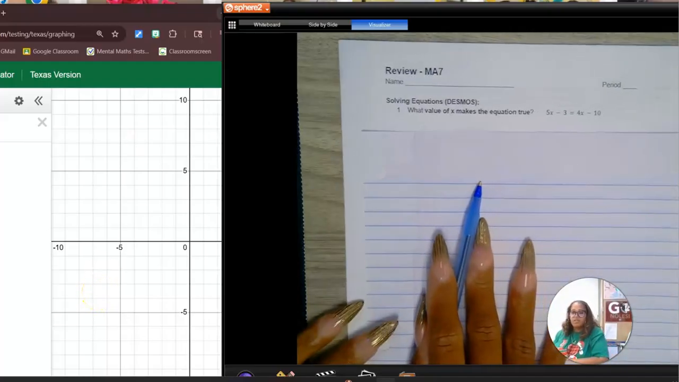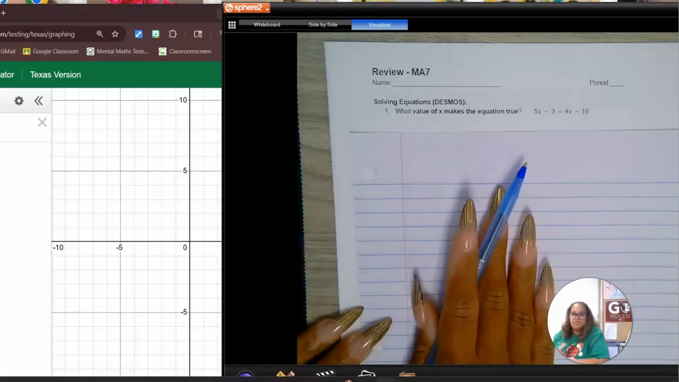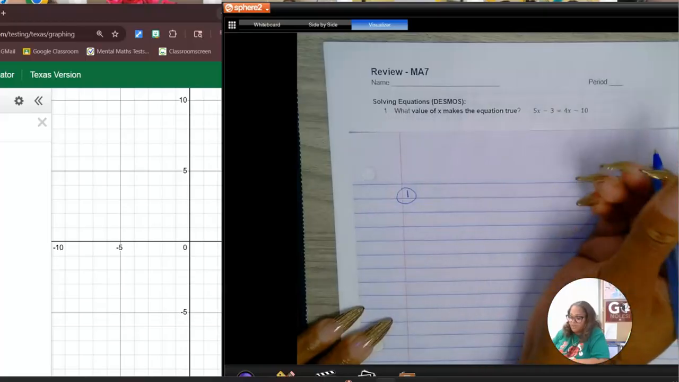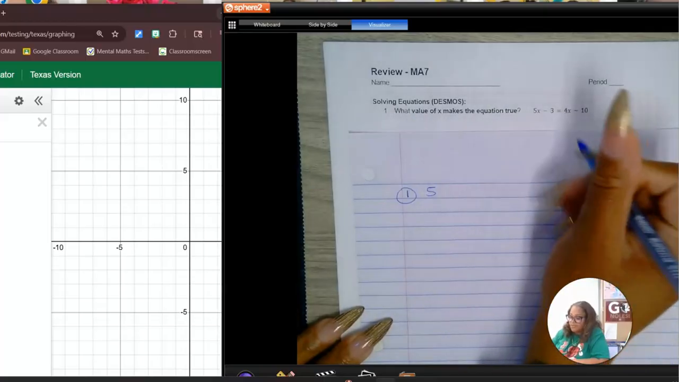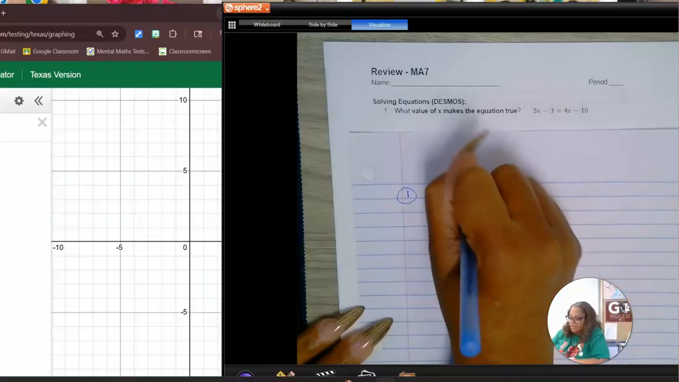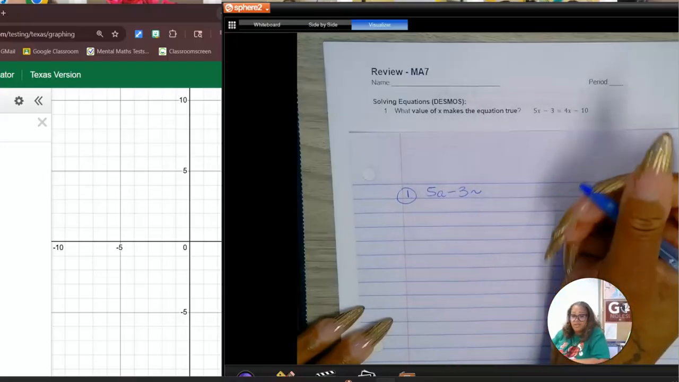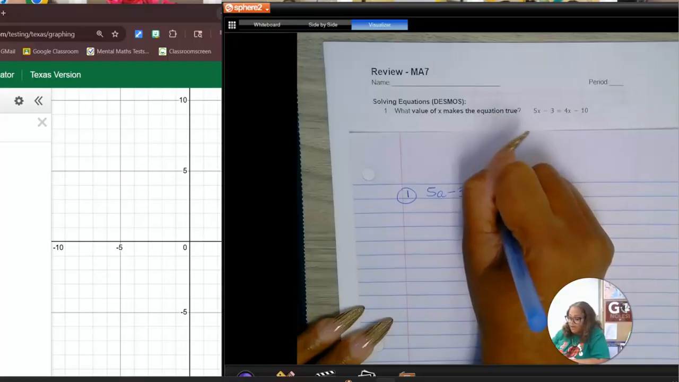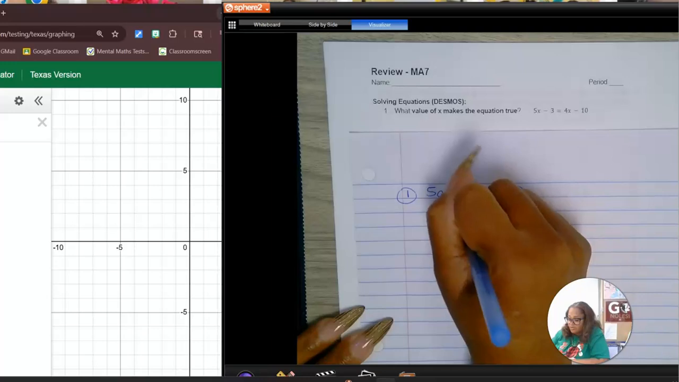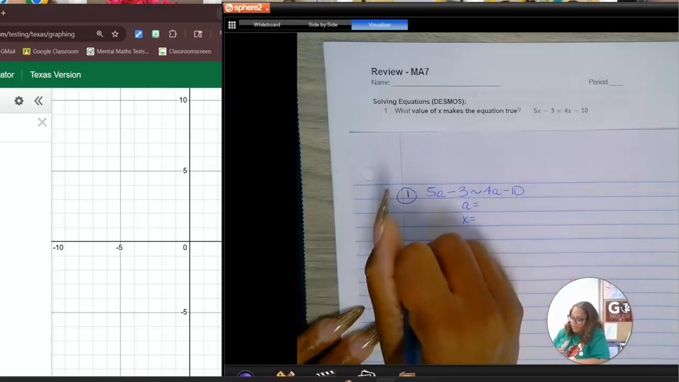Okay, so let's go in reverse and start with the test review. For the test review, the first question is simply putting in Desmos, but instead of using x, you're going to use another variable, so 5a minus 3, and then you use a tilde instead of an equal sign, and then 4a minus 10, and then you'll just write a equals or x equals for your answer for that one.